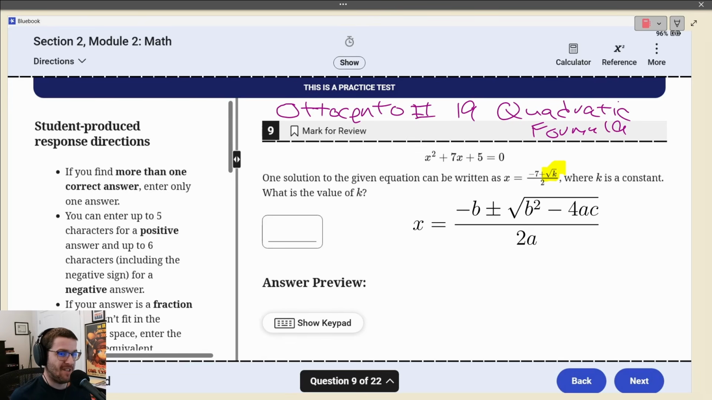But you're not going to really recognize that if you don't know the quadratic formula by heart. So you got to know the quadratic formula by heart. I have a quadratic formula sheet in my formula sheet video. Definitely go check that out. You can download it for free.